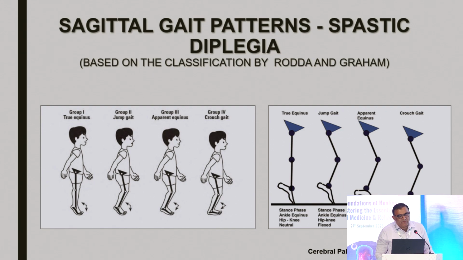Similarly, for diplegics, we have the classification given to us by Rodda and Graham, which again has 4 types of gait: true equinus, jump gait, apparent equinus and crouch gait. In diplegics, they say it is a little bit difficult to label the child into one of these gait patterns. So there are some schools of thought which do not agree with this. But the idea behind observing the gait and trying to define the gait is because you have detailed management algorithms. If you are able to know what type of gait it is and what is the age of the child, detailed algorithms are available on how to manage the child, what interventions are best and what interventions we should not be doing.